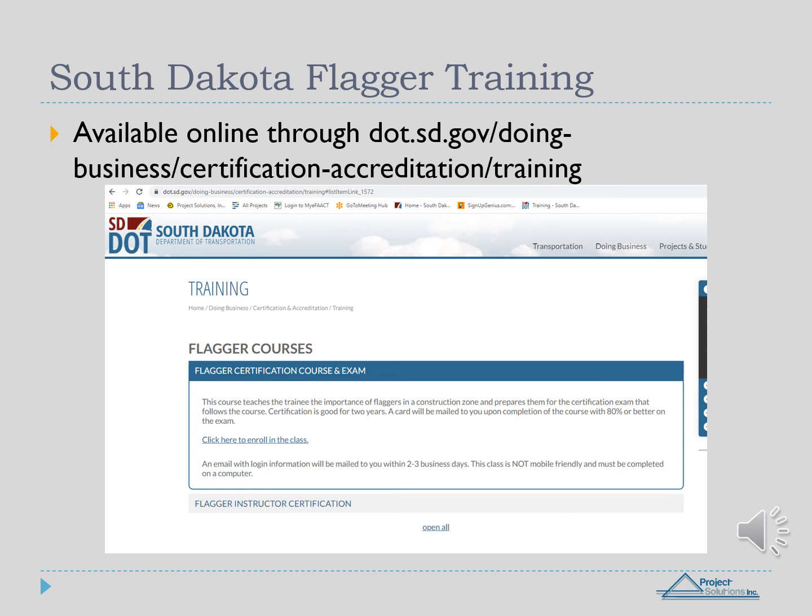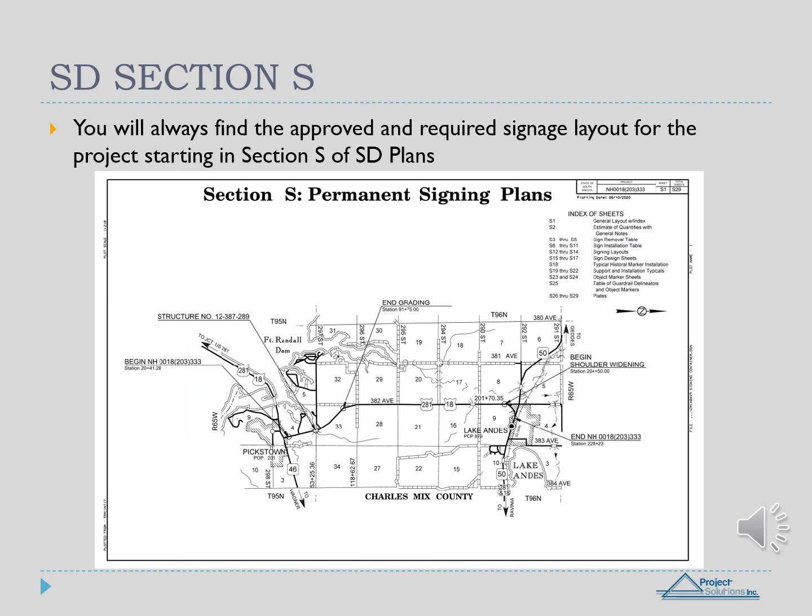Information about safety and flagger training can be found online through the SDDOT website. You can find the approved and required signage layout for your project starting in the F section of South Dakota plans.